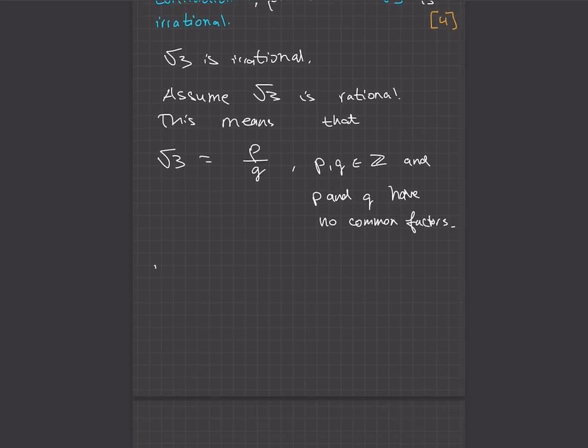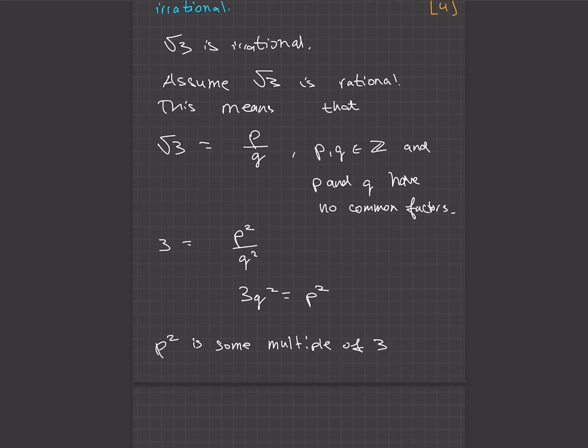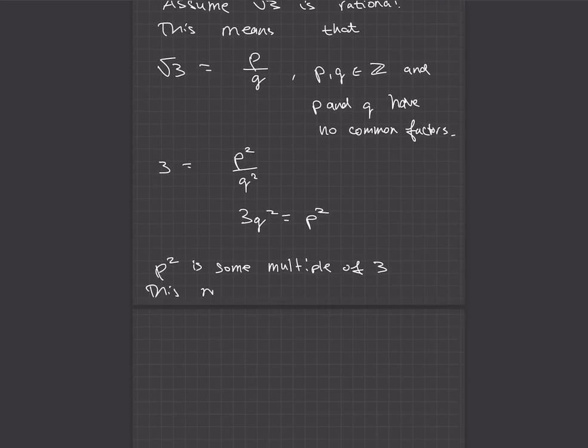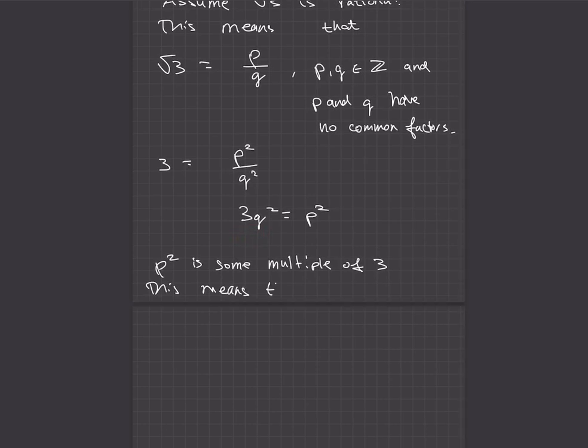So that means that we can square both sides, right? 3 is equal to p squared over q squared. So if we just move q squared over, that means that 3q squared equals p squared. So this means that p squared is some multiple of 3, right, it's a multiple of 3 because we've written it as 3 times some integer. This means that p is a multiple of 3.